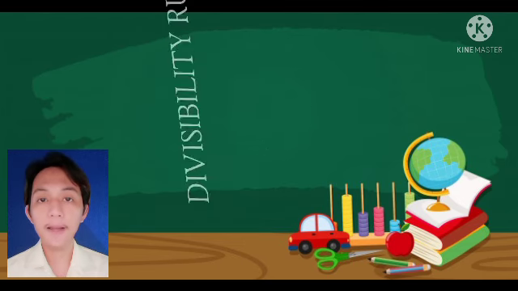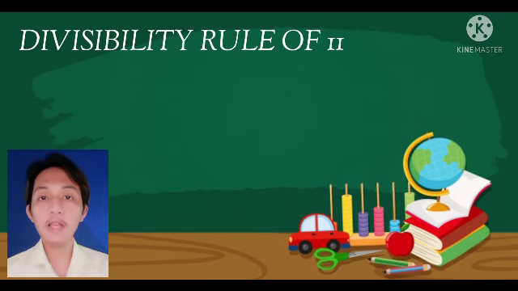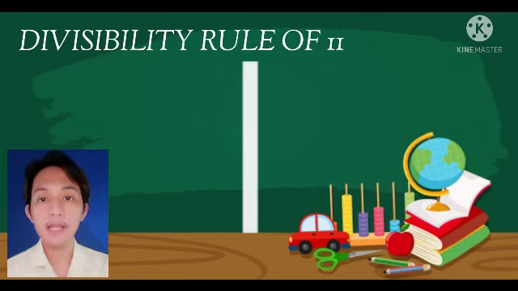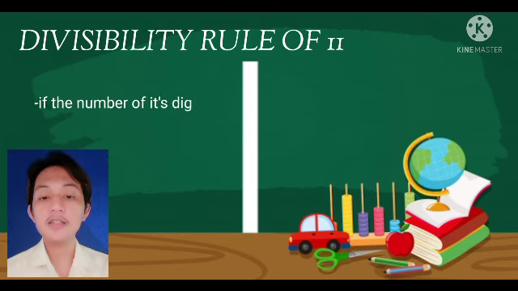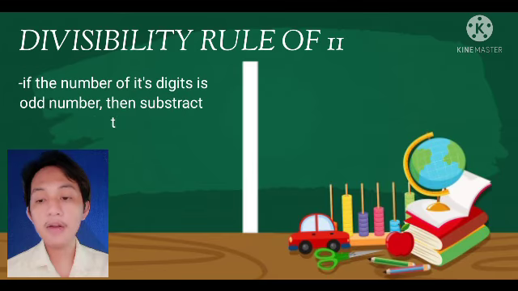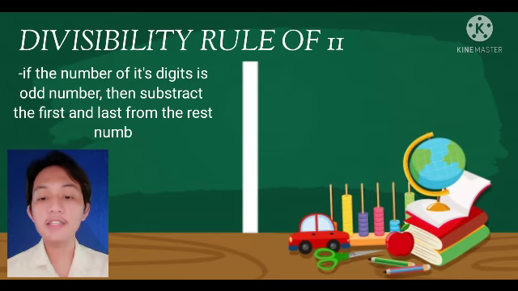Divisibility rule of 11. In the divisibility rule of 11, we have two ways of finding if the given number is divisible by 11. The first is, if the number of digits of a number is odd, then subtract the first and last digit from the rest of the number.